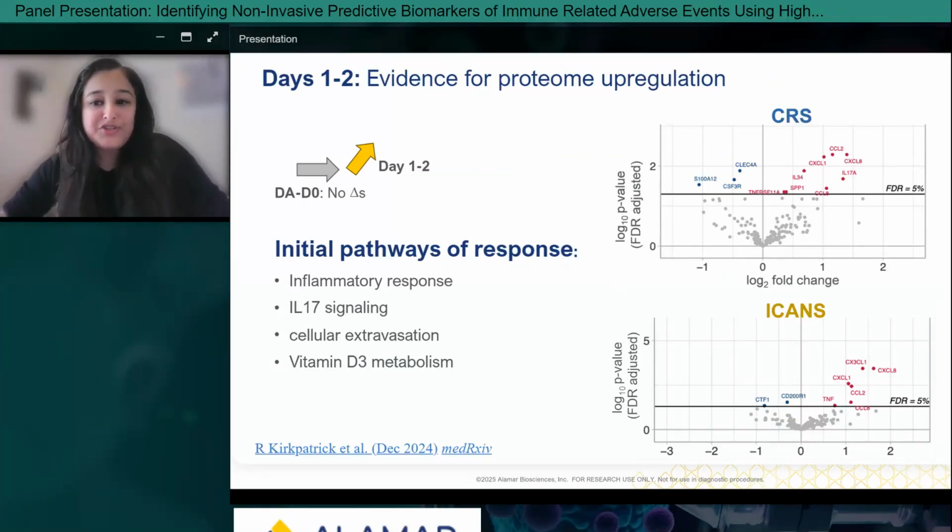So starting at day 1 to 2, we're already starting to see changes in both the CRS and the ICANS groups. There are about 8 proteins that are upregulated in the CRS group, including IL-17A, CCL2, CXCL8, and IL-34. Some of these are also observed to be upregulated in the ICANS group, such as CXCL1, CXCL8, and CCL2. These are cytokines that are known to be involved in recruiting T cells and other immune cells to the site of inflammation. So what we're seeing here is almost a priming of the immune response to CAR-Ts and pathways such as vitamin D3 metabolism that have been linked to CAR-T efficacy.